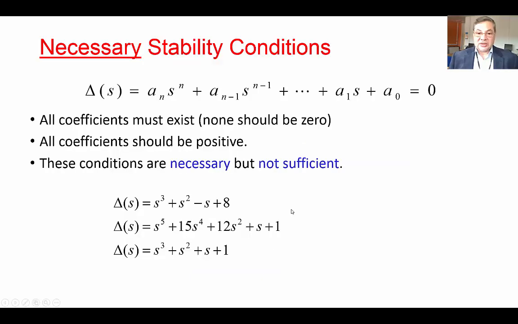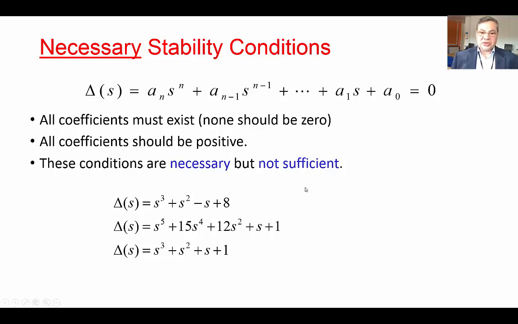So, what is the stability criteria? First of all, the stability criteria gives us necessary conditions for the system to be stable. If these conditions are satisfied, we continue and investigate further. If they are not satisfied, we stop there and then and declare the system unstable.